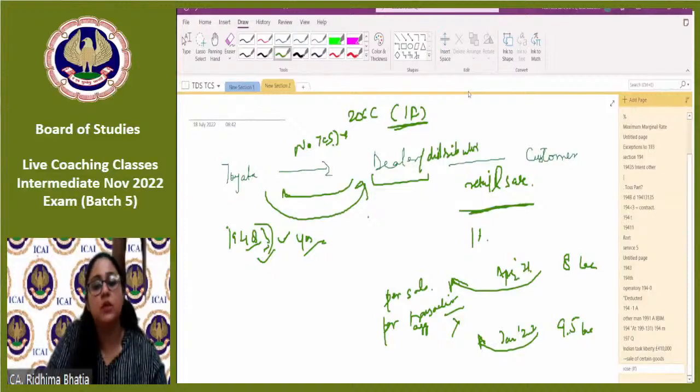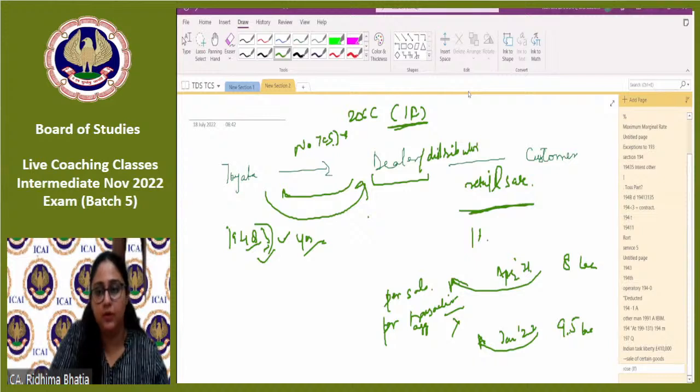If you purchase a car from an individual, then also TCS would be applicable, but you are the buyer, right? And the seller is an individual. He will collect TCS only if he has a turnover of more than 1 crore in the preceding financial year in case of business, or 50 lakhs in case of profession.